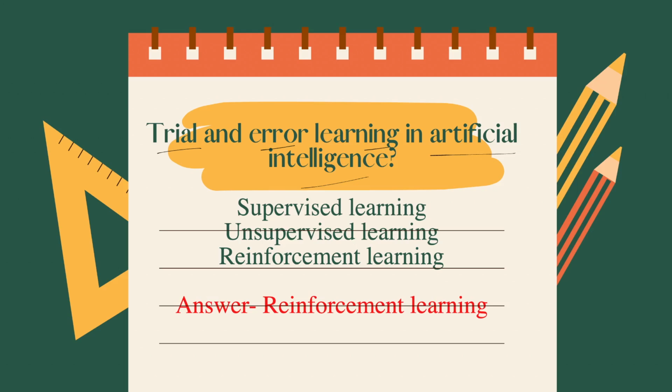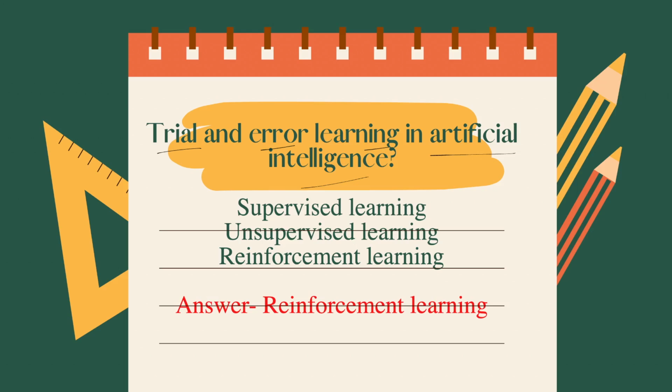So, 3 options I'm having with me. One is supervised learning, then there was unsupervised learning, and then there was reinforcement learning. The right answer to this question is reinforcement learning. Why is it so? Because it is the one which takes into account the feedback. Trial and error, the closest to what was asked in the question, is this one.